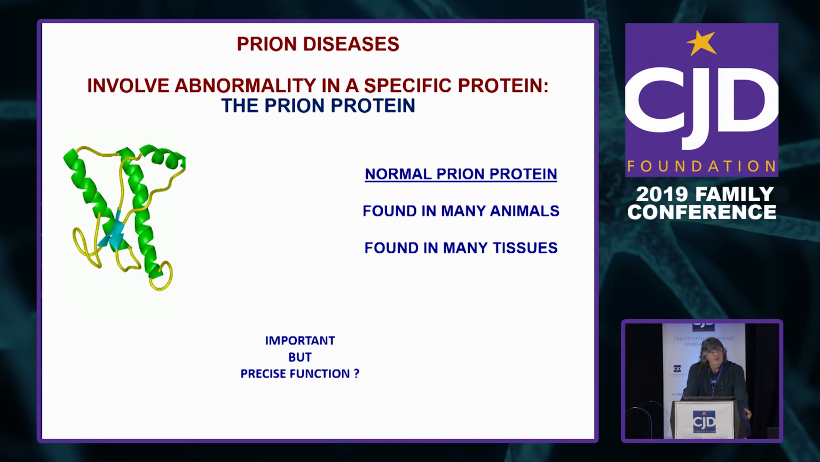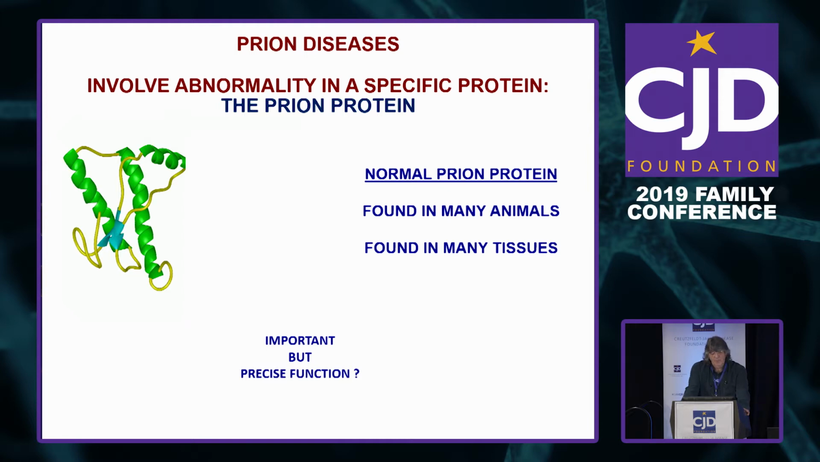And the normal prion protein is a normal protein. It's found in many animals, found in many tissues. And just to be clear, all of us are busy making and using prion protein in our brain and elsewhere in our body now. It's a normal protein. It clearly seems to be important, although its precise function is not clear. There are many functions that have been identified, but I think we don't know for sure what its critical role is in the body.